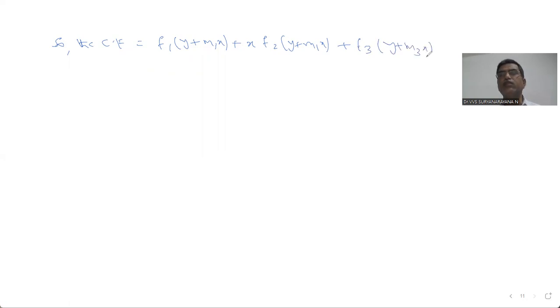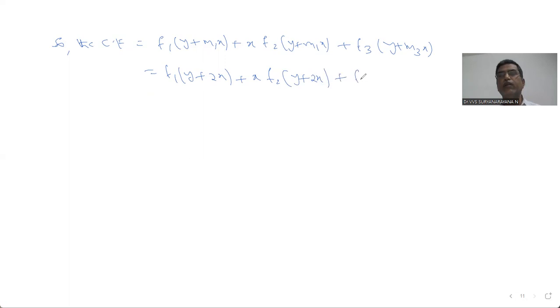So as per the procedure, how to write the complementary function? The complementary function, corresponding to the repeated roots m1, m2, we will get some function f1 of y plus m1 x, plus x into another function f2 of again y plus m1 x, in place of m2 we write m1, plus corresponding to the third one, f3 of y plus m3 x. This is the formula as per the procedure. So f1 of y plus what is m1? 2. m2 is also 2. So x into f2 of y plus 2x.